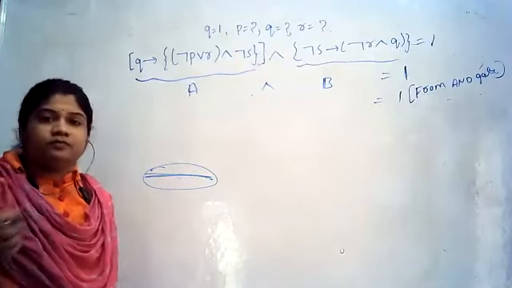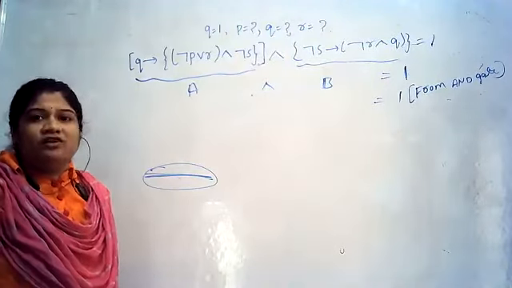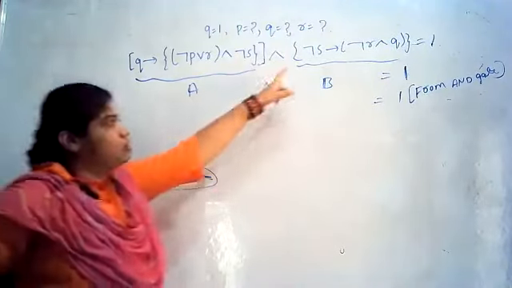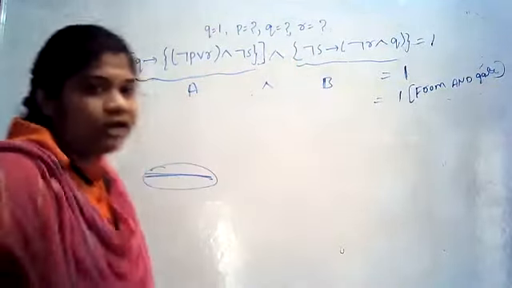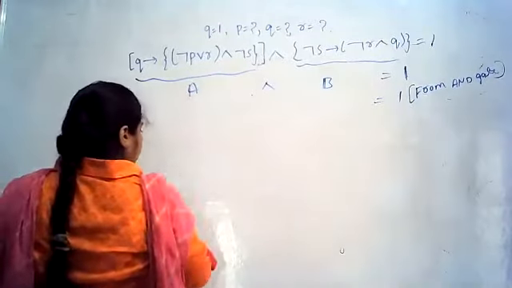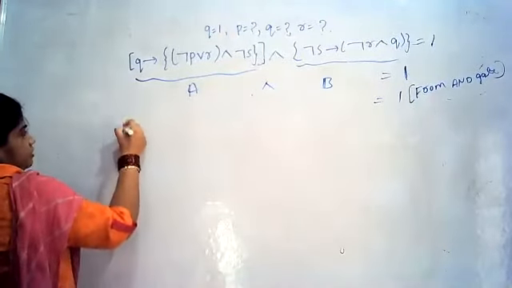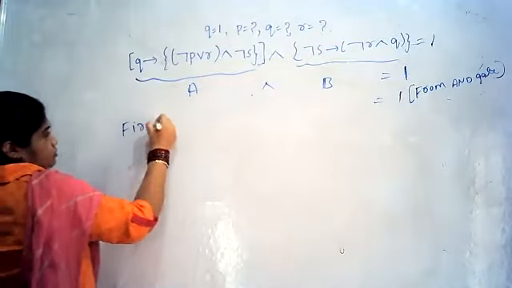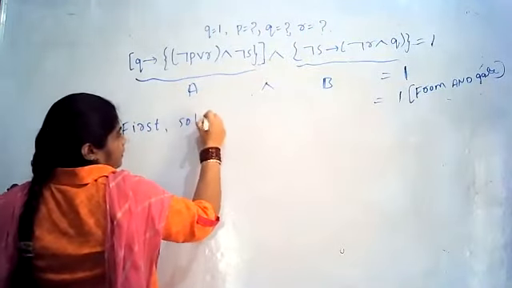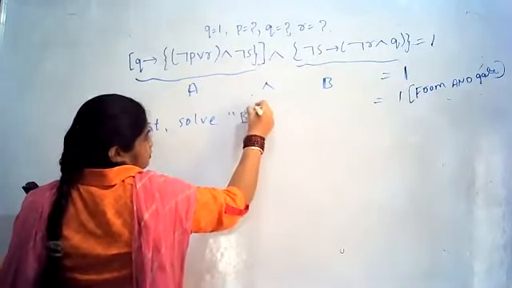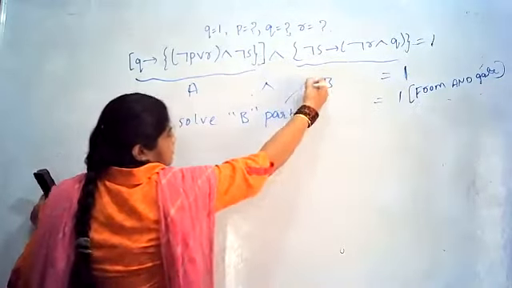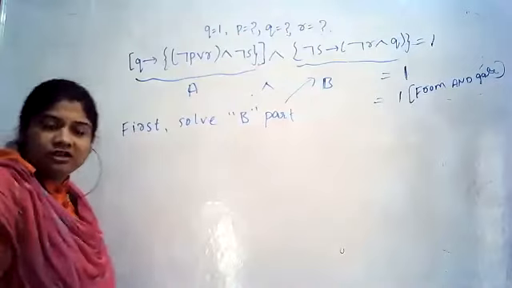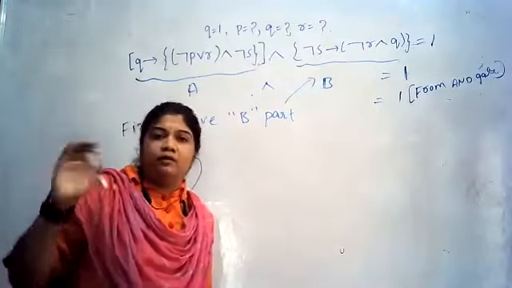Or else, first what we'll do? First we will solve the B part. Okay, better. In order to avoid confusion, you can take it like this. First, solve the B part. This one is nothing but the B part. Shall we solve it first? We'll solve B, then we'll go to A.